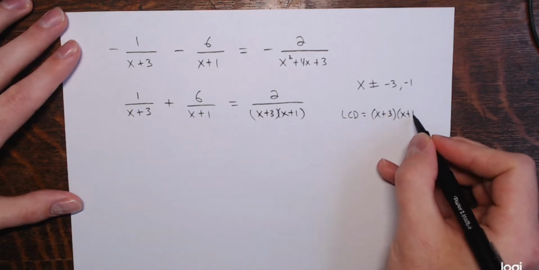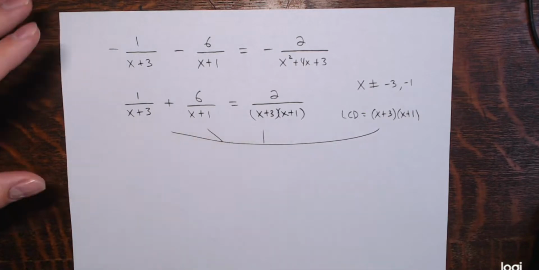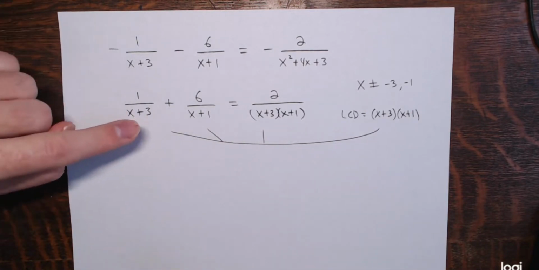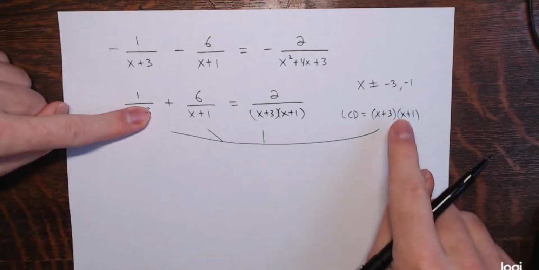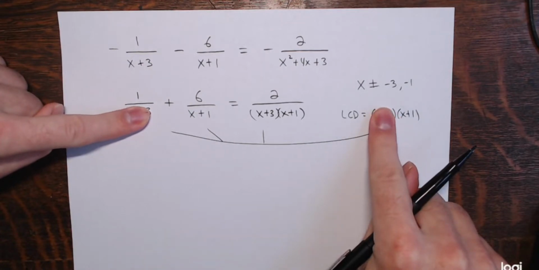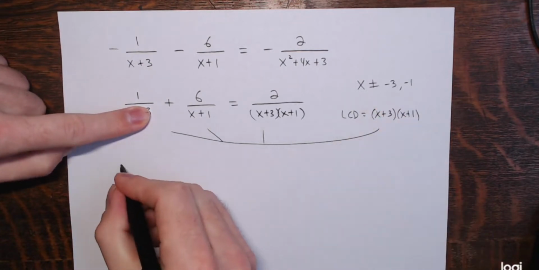And every single one of these gets multiplied by the LCD. On the left side, first fraction, the x plus 3's would cancel, and I'd be left with 1 times x plus 1. Well, that's just x plus 1. There's no need for parentheses there.